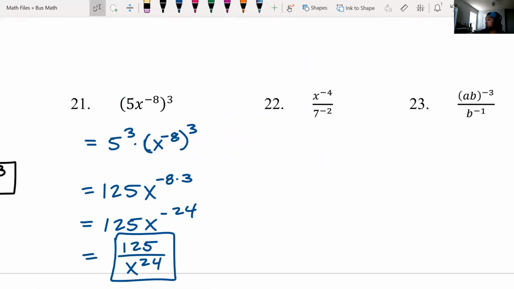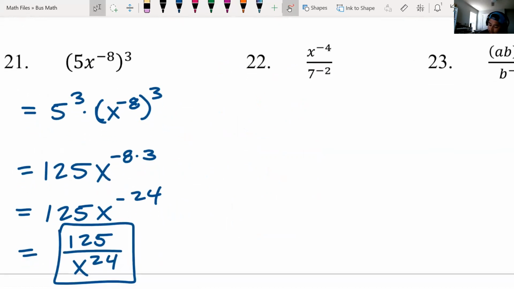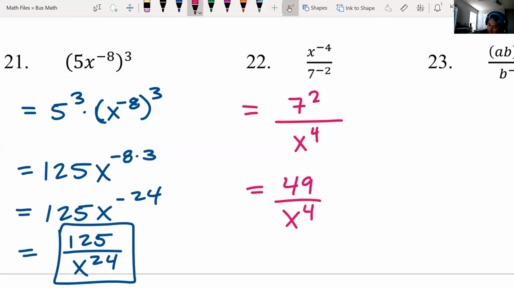All right, 22. This is going to use the sign change rule. So 22, we just flip them over each other. So that x to the negative fourth, I'll put a fraction symbol here. So that x to the negative fourth flips to the denominator and becomes x to the positive 4. That 7 to the negative 2 flips to the numerator, and you'll get 7 squared. Simplify. 7 squared is 7 times 7, which is 49 over x to the fourth. Okay.